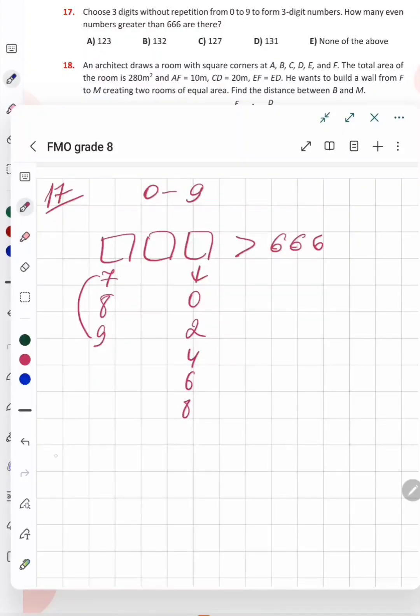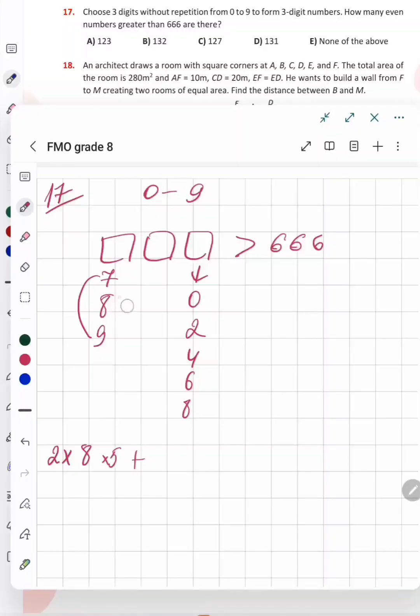So 7 and 9 are 2 choices. If we take 7 or 9, there won't be any problem. We can take 5 digits for the last place. And 2 numbers are filled. We are left with 8 numbers because from 0 to 9 there are 10 digits, so 10 minus 2 is 8.